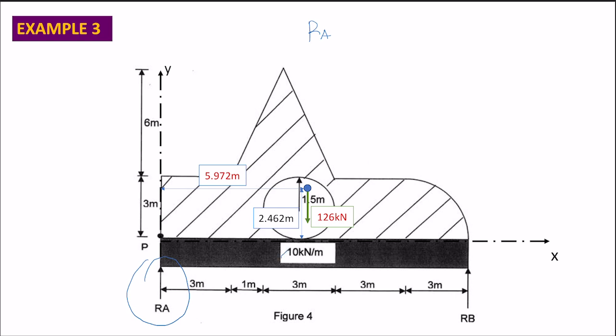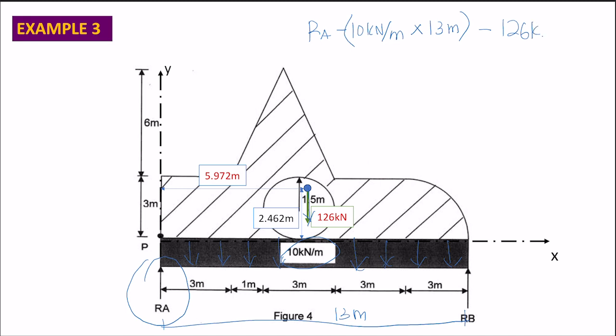Next, we have 10 kilonewton per meter. The loading that come from the beam. And ini adalah UDL. So, dia turun 10 kilonewton per meter for exactly 13 meter length of the beam. Turun ke bawah, loading 10 kilonewton per meter darab dengan 13 meter. And kita ada juga loading that come from the wall, which is 126 kilonewton turun ke bawah. So, minus 126 kilonewton. And last kali we have the RB. So, the assumption is RB naik atas. So, plus equal to 0.